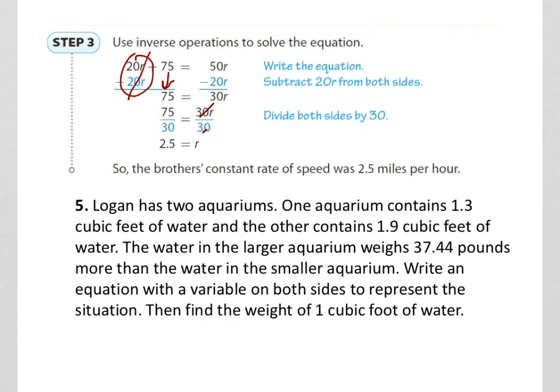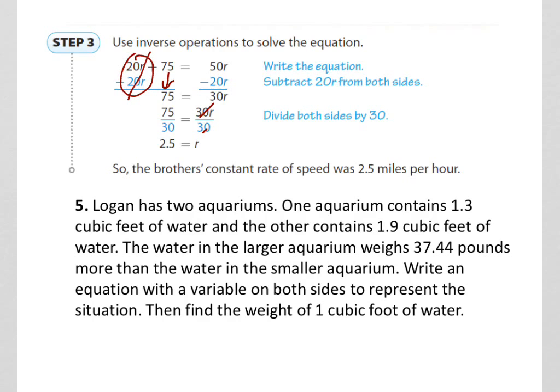Now I know you're probably wondering, why do we get a decimal? But the problem didn't say we could not get a decimal. What the problem is simply saying is, let's make it easier to come to our answers. So the brother's constant rate of speed was 2.5 miles per hour. Still, not so difficult. Just make sure you understand. Take good notes here.